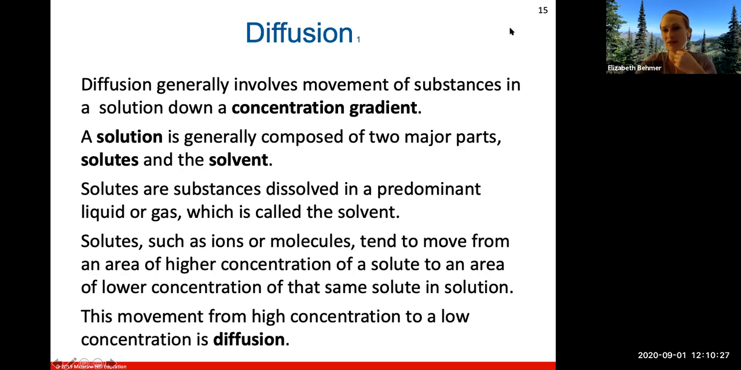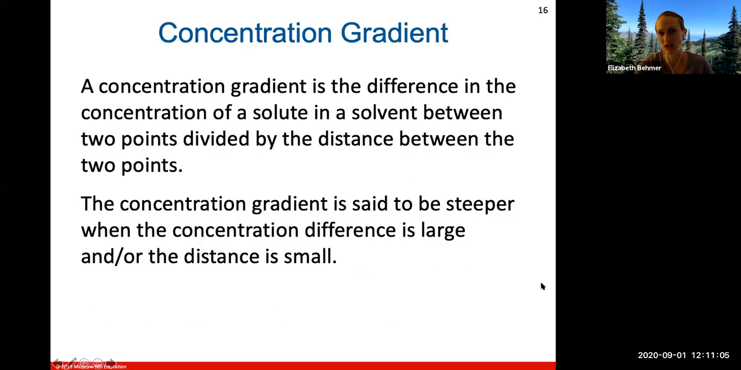Diffusion is the movement of a substance from an area of high to low concentration, and that's called a concentration gradient. A solution is composed of two parts, the solutes and the solvent. In my cup of coffee, the coffee was the solvent and the creamer was the solute. When they're mixed together, they form a solution. Solutes are substances dissolved in the predominant liquid or gas, which is called the solvent, and the solutes will move from an area of high concentration to low concentration. And that's just what diffusion is.